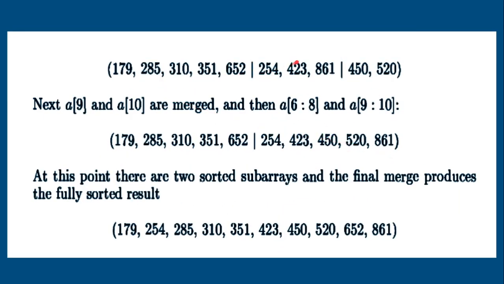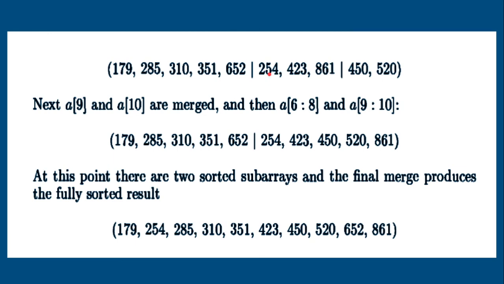So now 254 comes to this position and 423 is arranged here. And then 861 is in its position. Now this list is arranged in its subset, and this list we have to arrange again. So 450 and 520 are in order. Now we have to combine this subset with this subset, so that when combined, these two are in order.